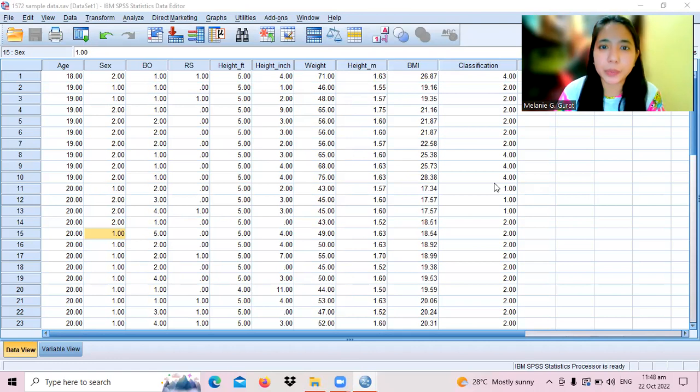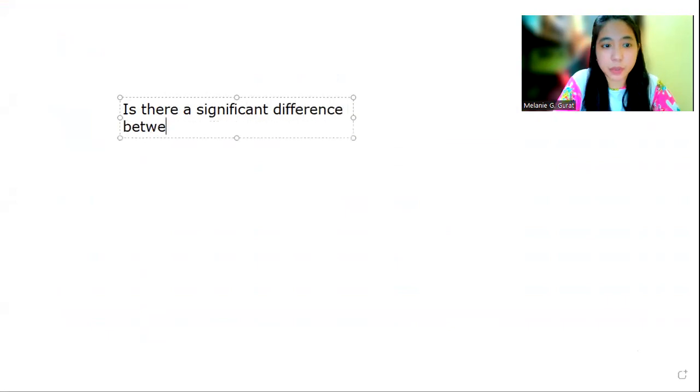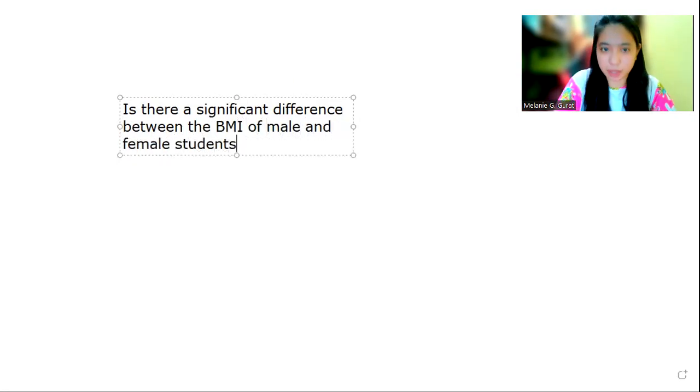So today we are going to use one particular inferential statistics. First, of course, let us pose the problem that we target to answer. And this problem is, let's use our whiteboard. So we will be answering the question, is there a significant difference between the BMI of male and female students or respondents in general?